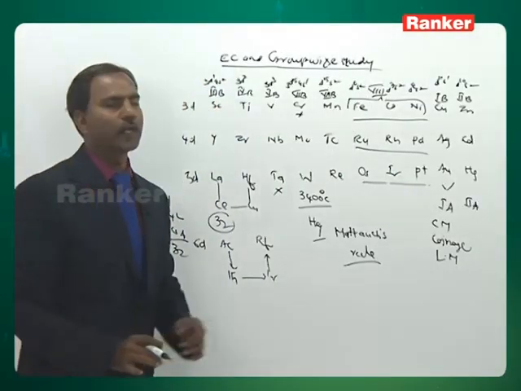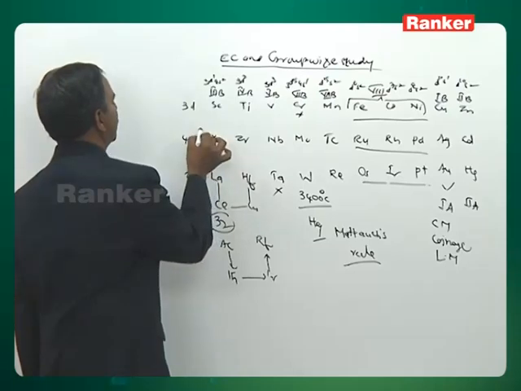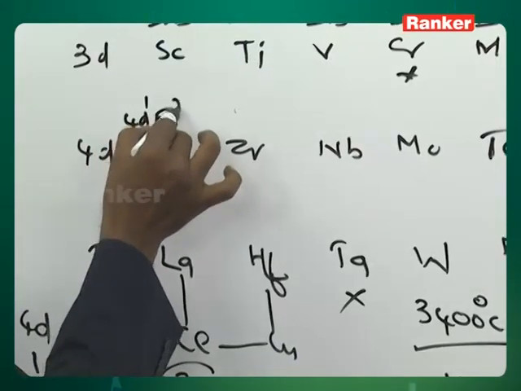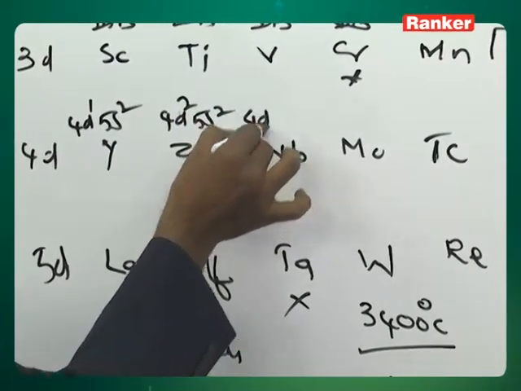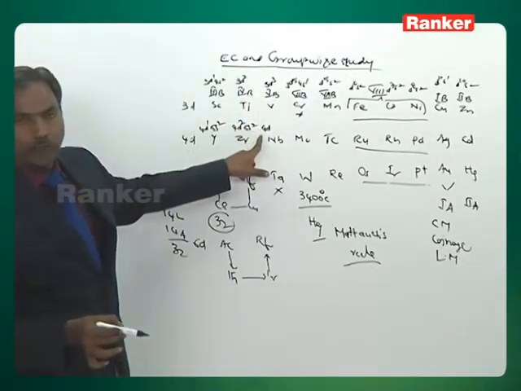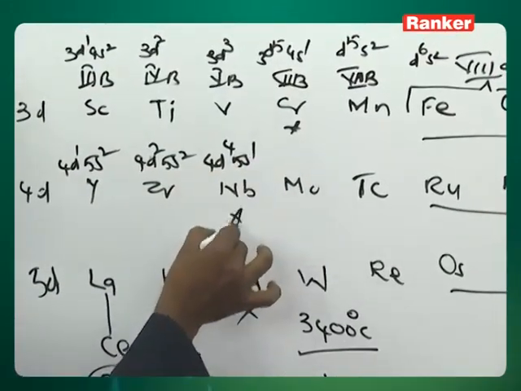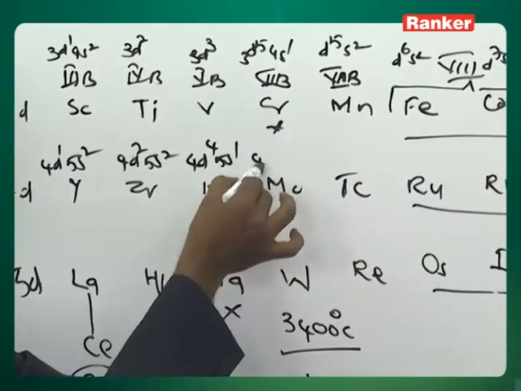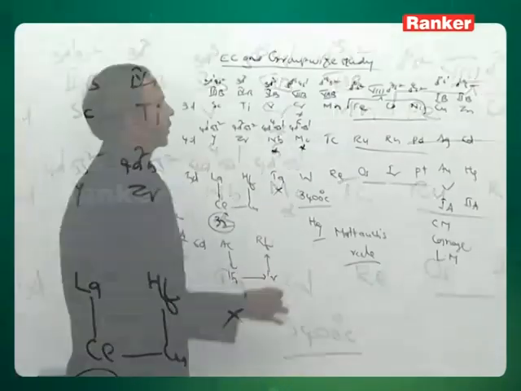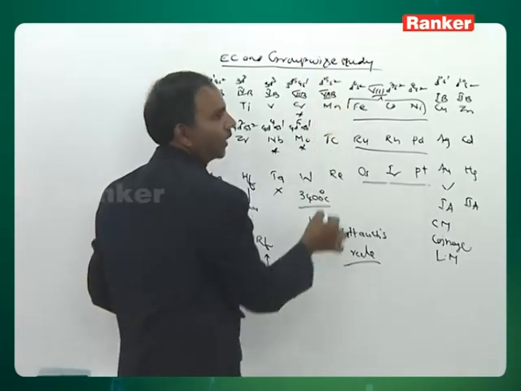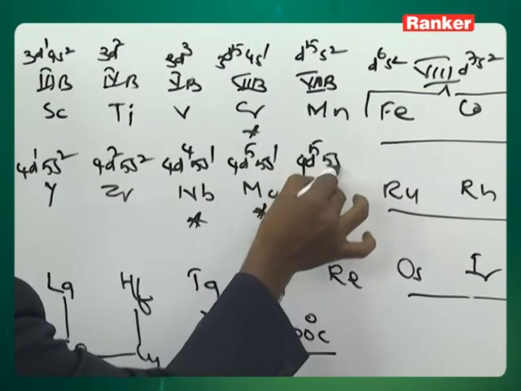Let me show the electronic configurations of the 4d series also. Then we will discuss the abnormalities. This is 4d1 5s2. This is 4d2 5s2. Here we expect 4d3, but it is not 4d3. Look here, it is 4d4 5s1, an exception. Molybdenum, like chromium, is 4d5 5s1. This is also an exception. Technetium is like manganese: 4d5 5s2.